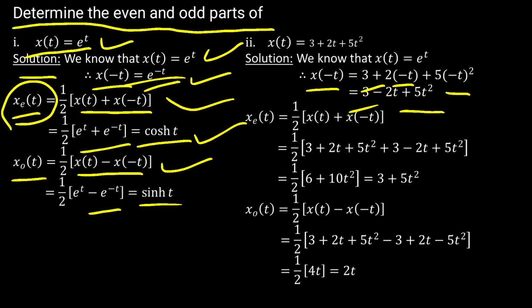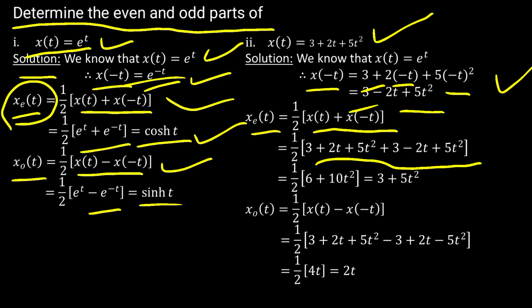Here also the same formulas are used to find the even and odd parts of the signal, that is x e of t is equal to 1 by 2 [x of t plus x of minus t]. Here x of t is nothing but 3 plus 2t plus 5t square, and x of minus t is nothing but 3 minus 2t plus 5t square. Substitute those values in this equation, then we get this equation. Here observe 3 plus 3, that is 6, and 5t square plus 5t square is 10t square, and the plus 2t and minus 2t get cancelled, then we get 1 by 2 into [6 plus 10t square], and finally 3 plus 5t square is our even part of the signal.